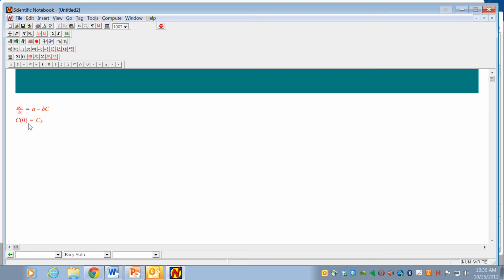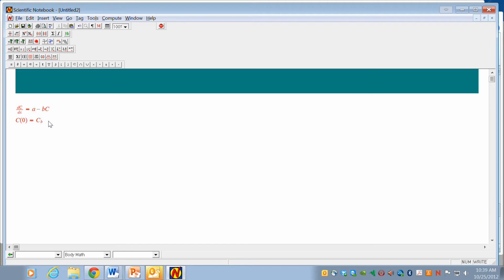And the second equation tells us what the concentration is at x equals 0. It equals this constant value, C sub b. So this is information about the concentration, how it changes in space, and what it equals at a particular location.